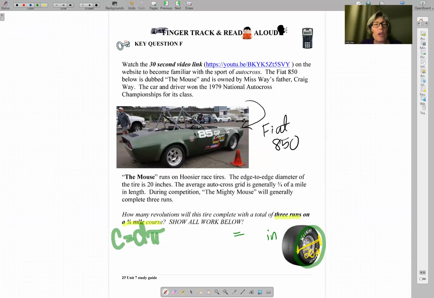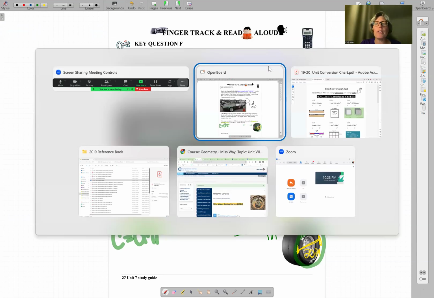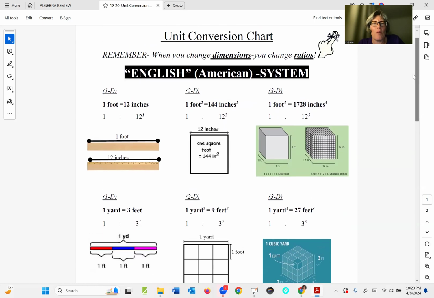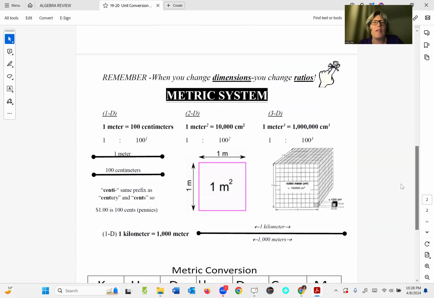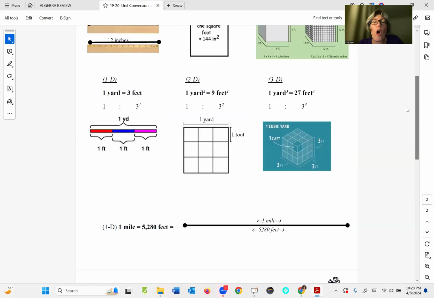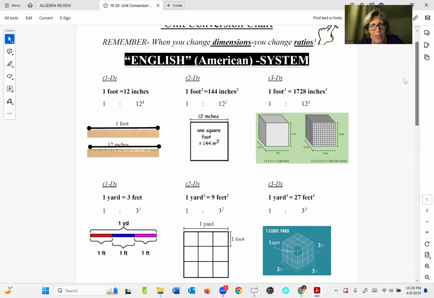If you do not know the conversions involving inches, feet and miles, I recommend you take a look at your unit conversion chart. There's one side that involves feet, inches, and miles, commonly called the English system, in quotes. Honestly, it's only the Americans that continue to use it. And then on the other side is the metric system. You are required to know all of these unit conversions.